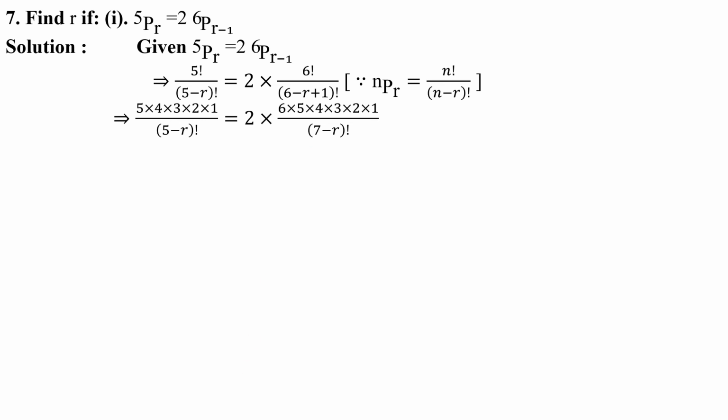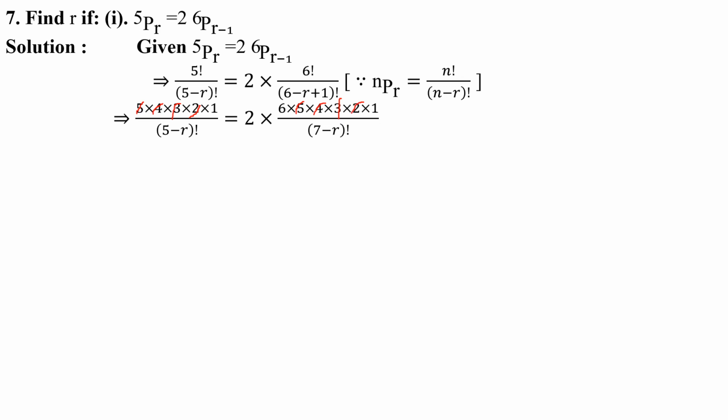Now, if you observe the numerator, 5 is there here. We can strike out 5 on both sides, 5 on both sides, 4 on both sides, 4 gets cancelled on both sides in the numerator. Here 3 is there in the numerator. We can strike out 3 on both sides. Here 2 is there in the numerator on both sides. So we can strike out 2 also in the numerator on both sides.